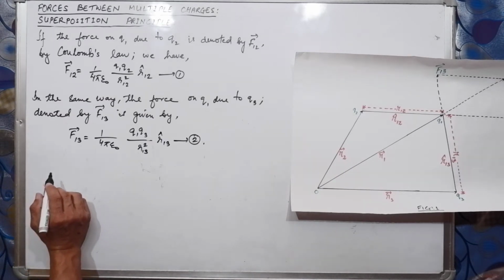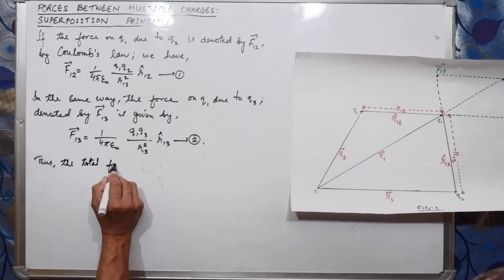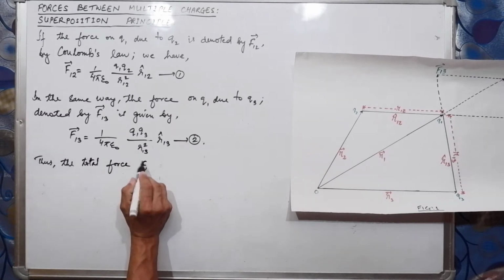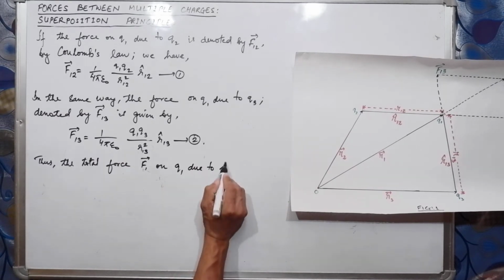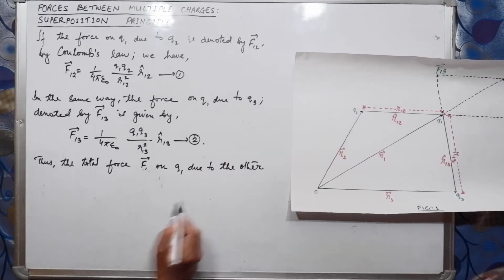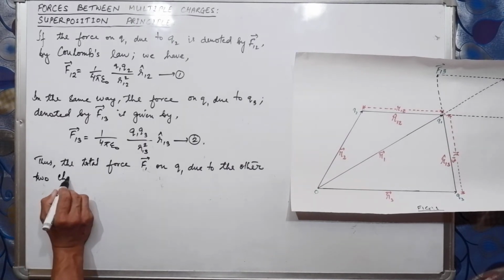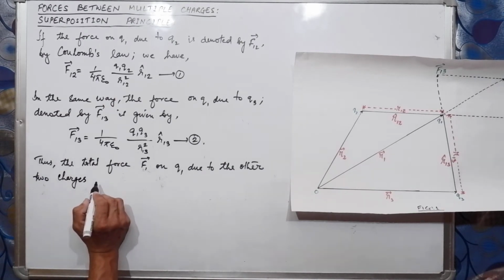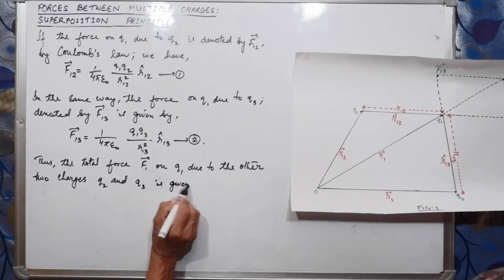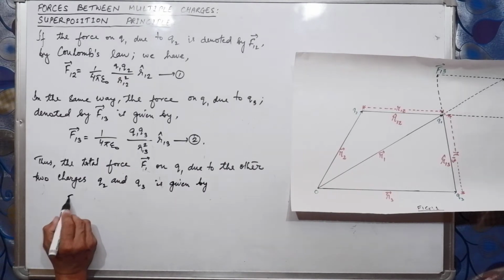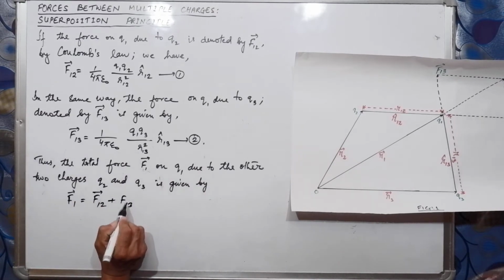Now the total force we can write here. The total force F1 on Q1 due to the other two charges Q2 and Q3 is given by F1, which is equal to F12 plus F13.